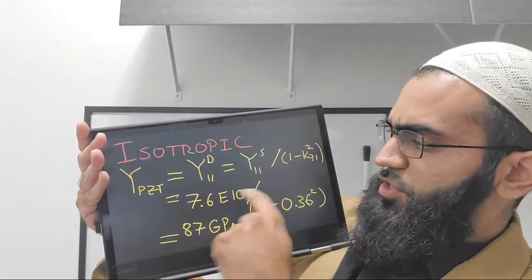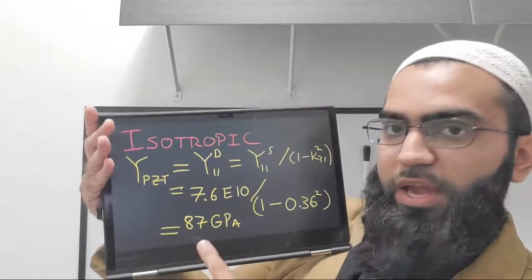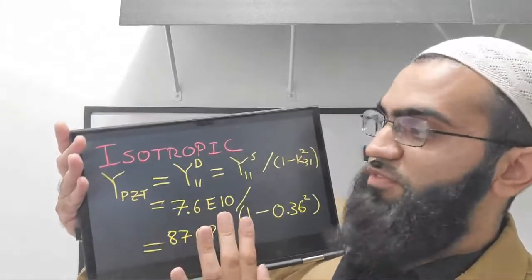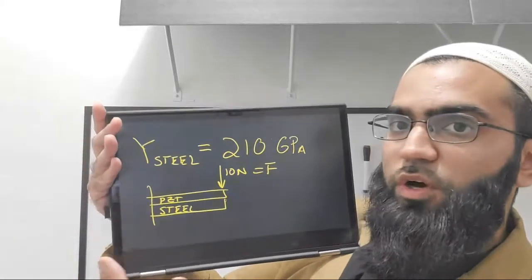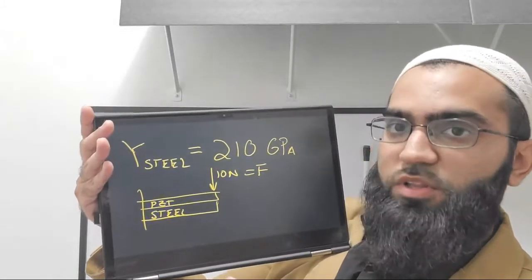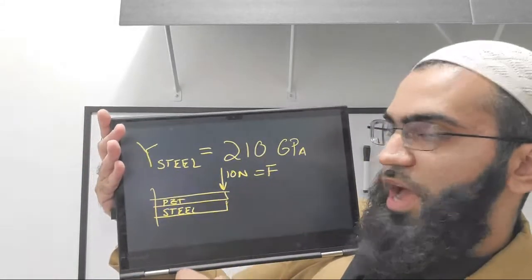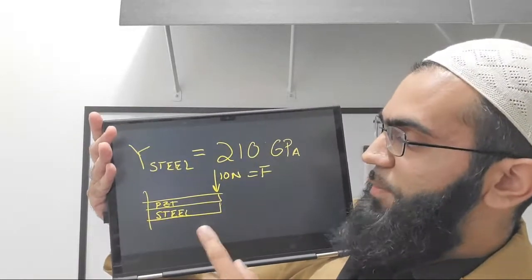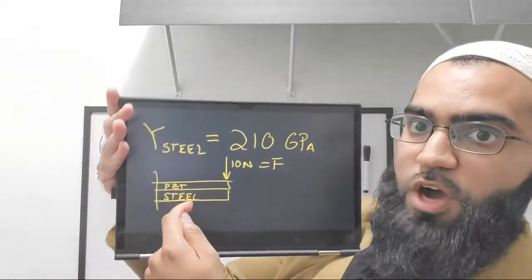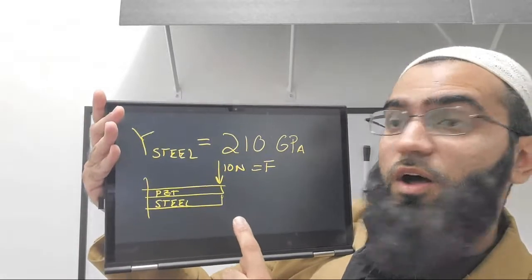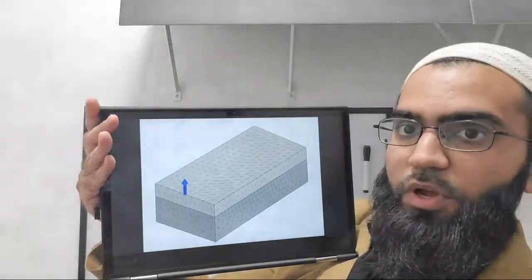If you do this equation right here and plug in the values, you get 87 gigapascals for PZT. For steel, which is fairly well known, we could just choose a run-of-the-mill number, 210 gigapascals, and this is our model. We're applying 10 newtons of force. We have a PZT layer on top and a steel layer on the bottom.